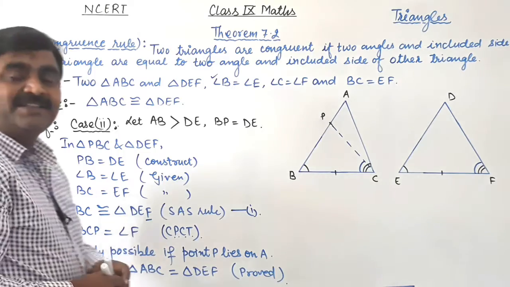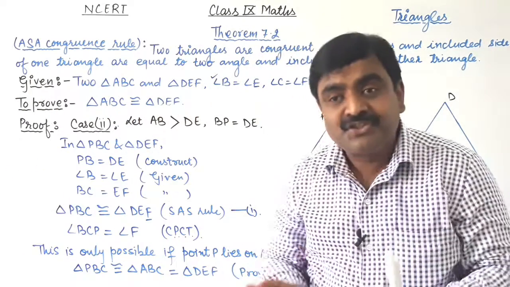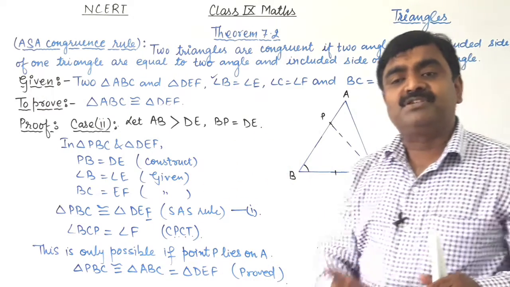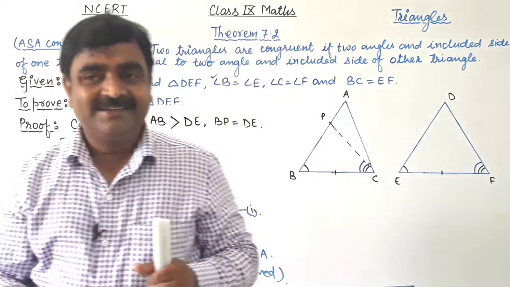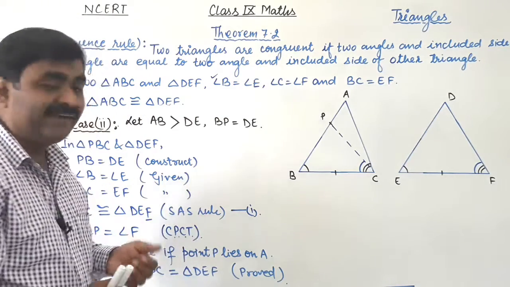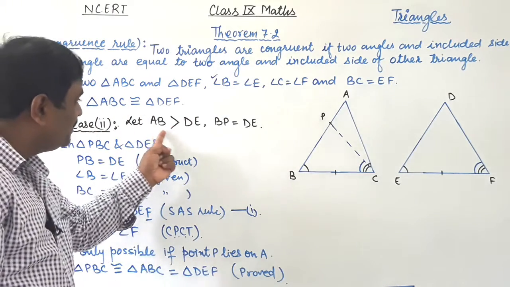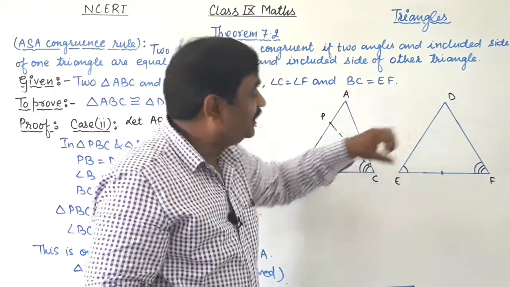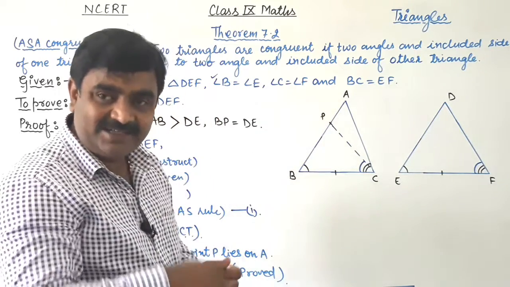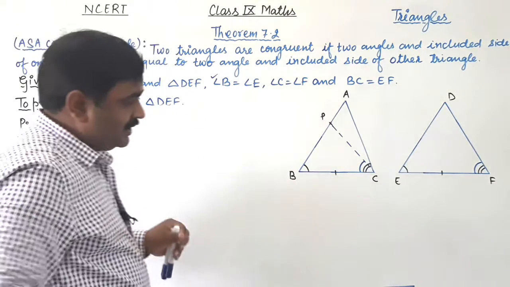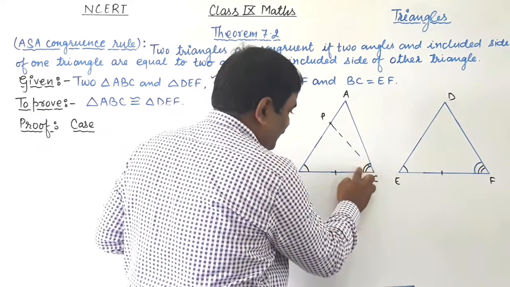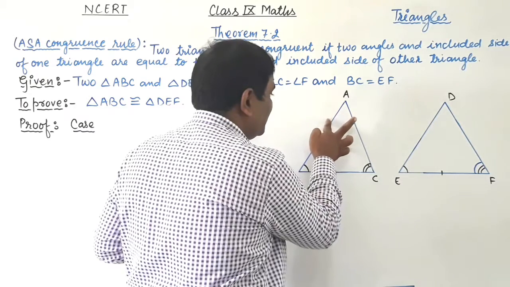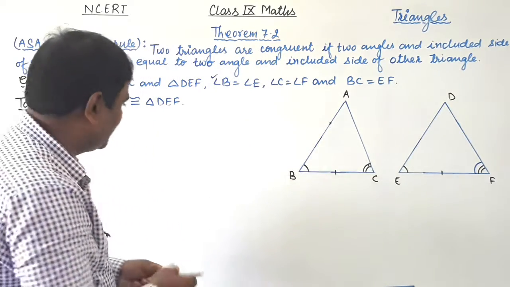Right friends, I think you have understood the second case well. If you got this case properly, then you can prove the third case also very easily, because the third case is based on the second case. In the second case, we took AB greater than DE. In the third case, we are going to take DE greater than AB, so AB is less than DE.